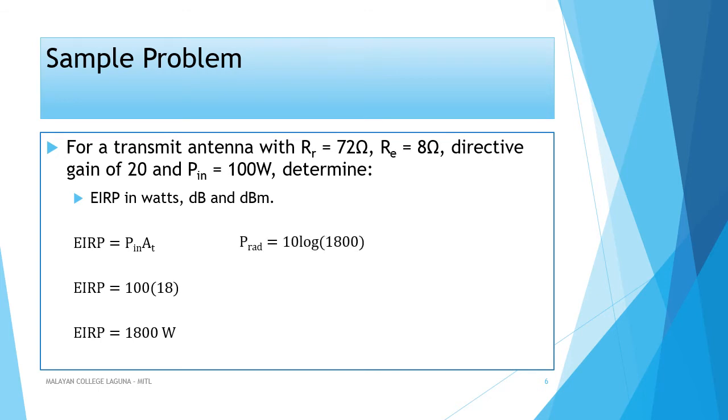Next, let's find this 1,800 watts in decibels. So we have P rad is equal to 10 logarithm of 1,800. That would give us P rad is equal to 32.55 decibels. Next, let's find the value in dBm. So it's just equal to 10 log of 1,800 divided by 0.001, which would give us a radiated power of 62.55 dBm. And that's it for this question. This one's pretty easy.